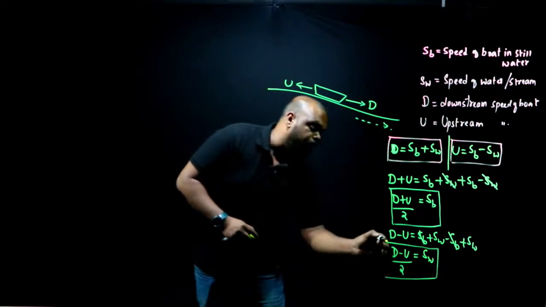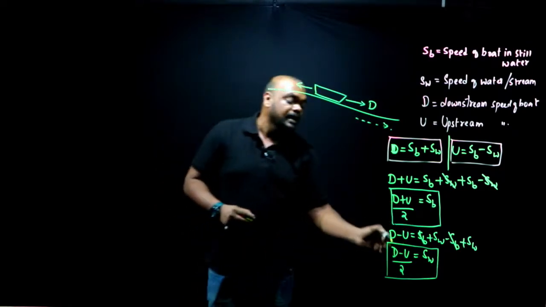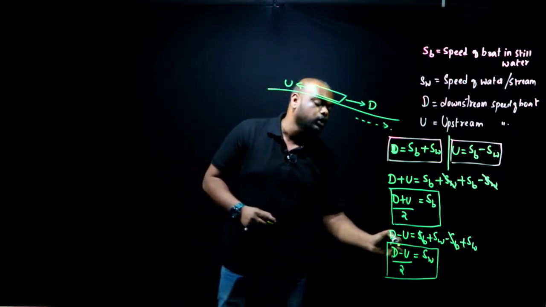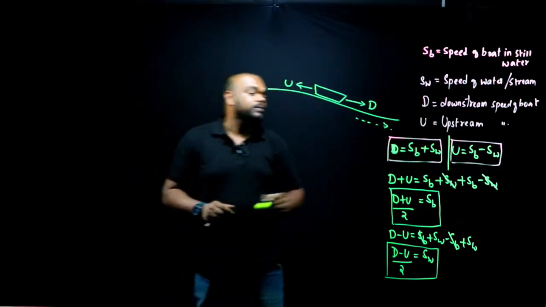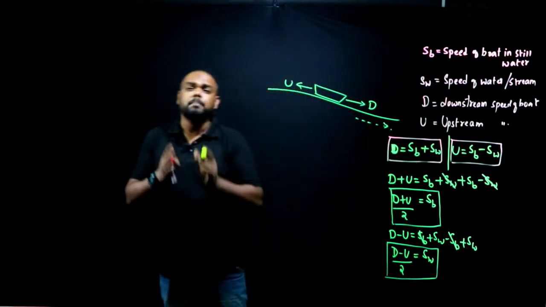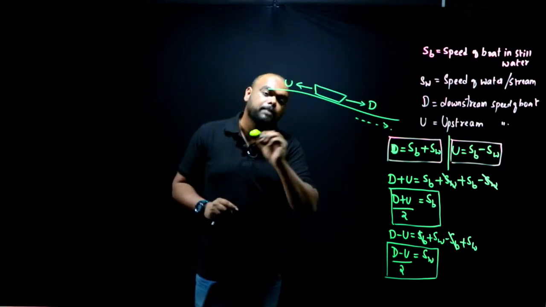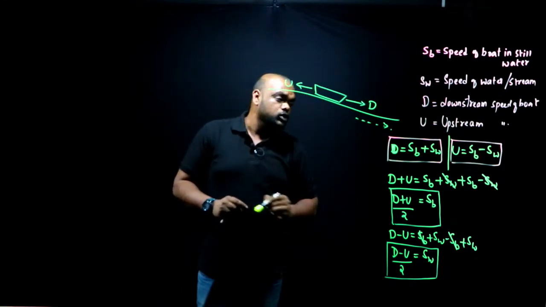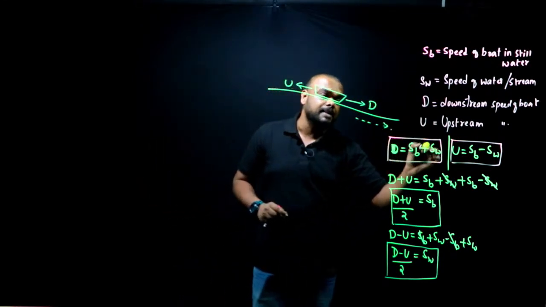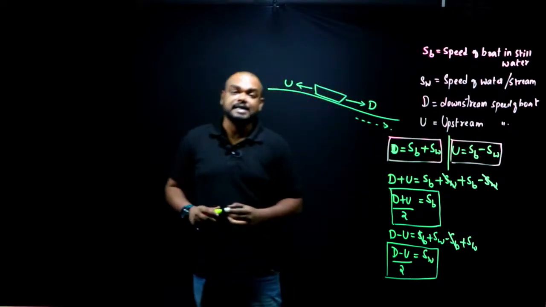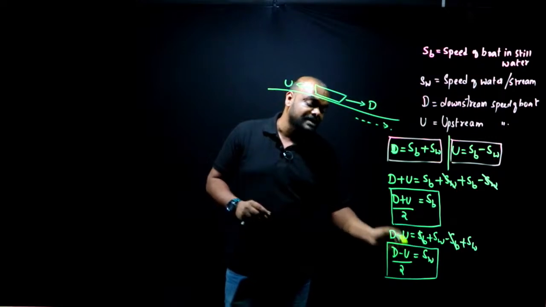So speed of water or current or stream can be calculated using the formula D minus U by 2, where D and U are downstream and upstream speeds of boat. So these are the 4 different formulas that you must remember no matter what in order to solve any problem on boats and streams. Okay, so these must be remembered, guys. So downstream speed is SB plus SW, upstream speed is SB minus SW. Now again SB is D plus U by 2, SW is D minus U by 2.